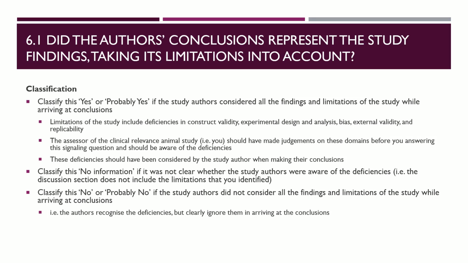Now classify this as no information if it was not clear whether the study authors were aware of the deficiencies. For example, the discussion section does not include the limitations that you identified. Classify this as no or probably no if the authors did not consider all the findings and limitations of the study while arriving at the conclusions. That is, the authors recognized the deficiencies but clearly ignored them in arriving at the conclusions.